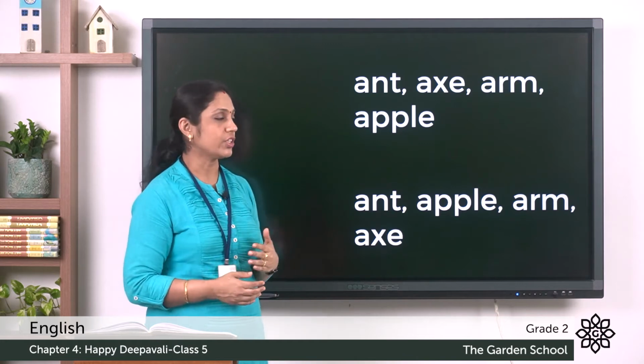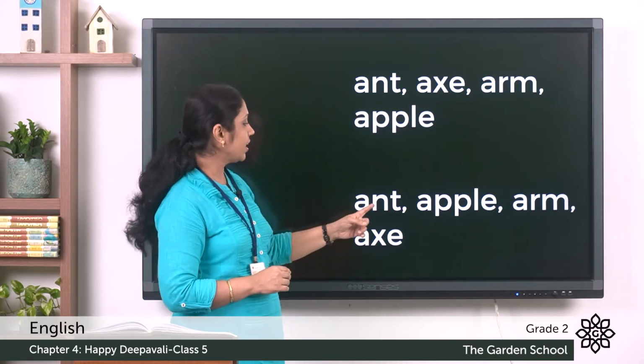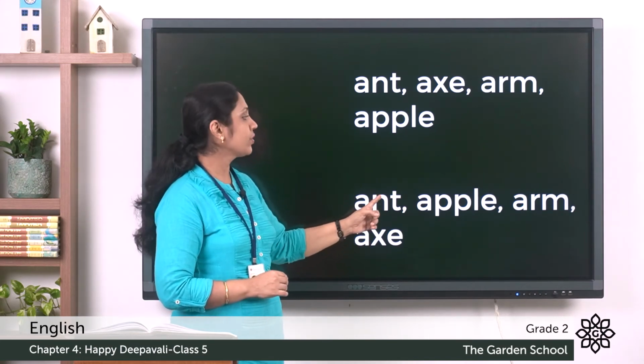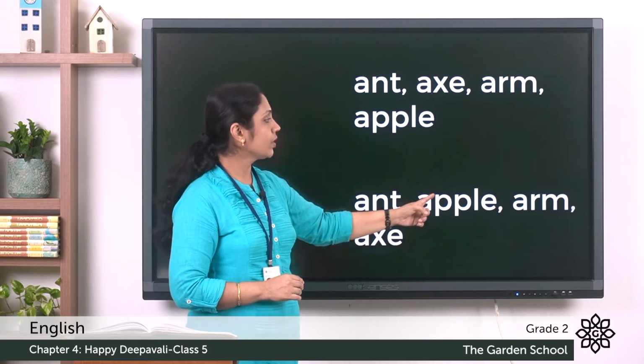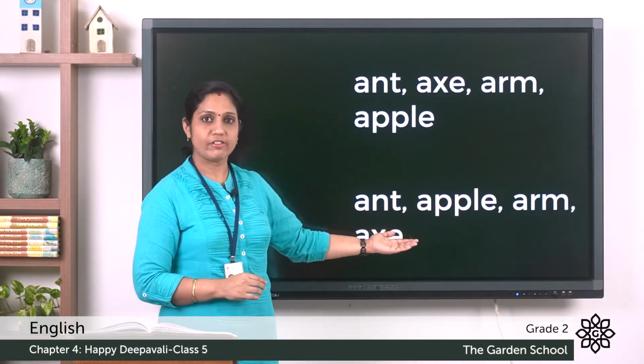Now how can we arrange it? Ant, in this, which comes first? N comes first. So we can write ant, the word ant first. Then comes apple, arm, axe. So now these words are arranged in the alphabetical order.